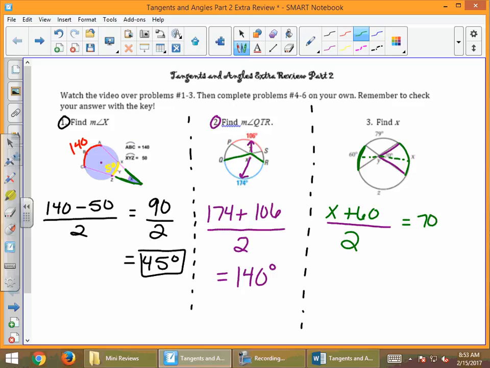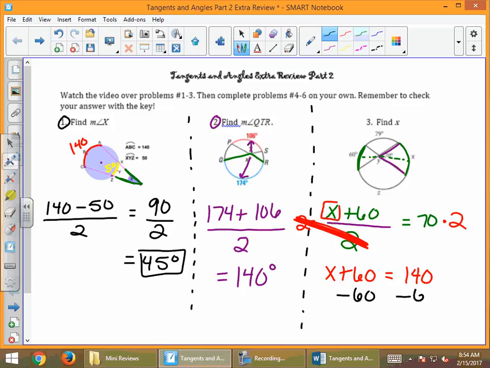You're setting up a problem to solve. So instead of just plugging into the calculator, we're going to solve for x. In order to solve for x, we have to multiply by 2 on both sides. The 2's are going to cancel out here, and we're just left with what's in the top. 70 times 2 is 140. And then to get the x by itself, all you have to do is subtract 60. So 140 minus 60 is 80 degrees. So the measure of that missing arc is 80 degrees.